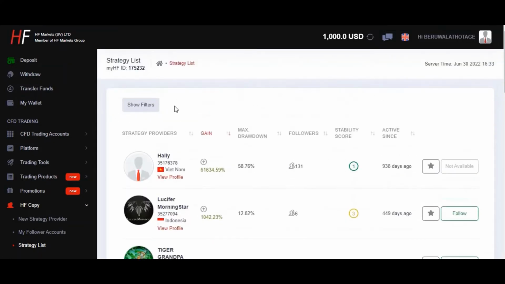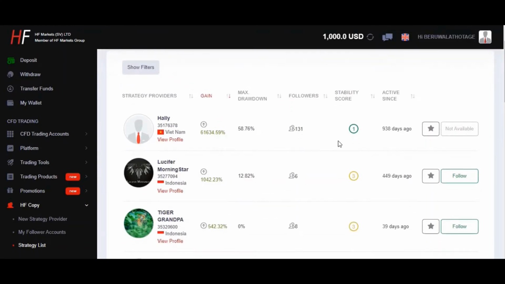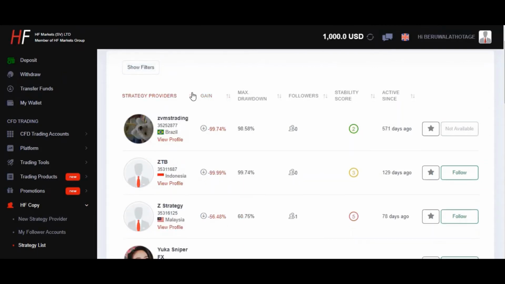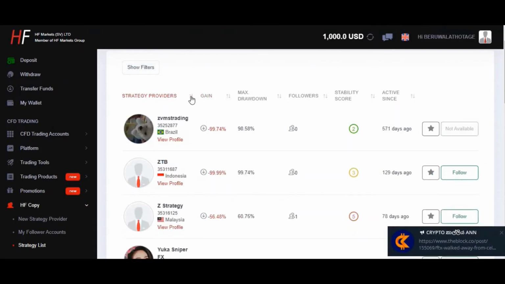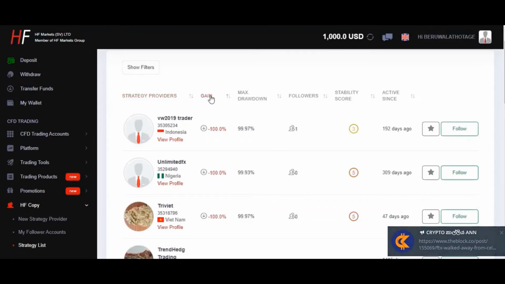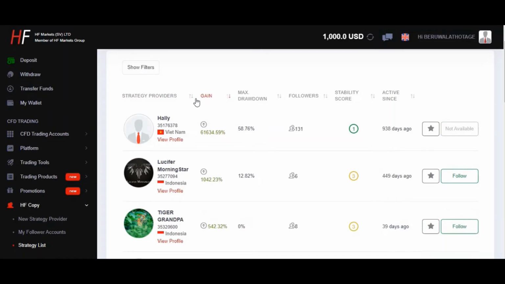You can do the filtering here as well, and there's also an option where you can click this icon, so it will automatically line up for you. If I click high gain, so one more time, it's not properly showing, right? Okay, actually, you should click on the name gain. That means now you can see the highest gainers here.